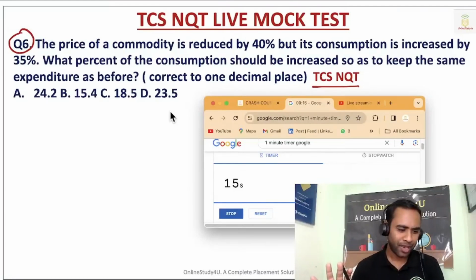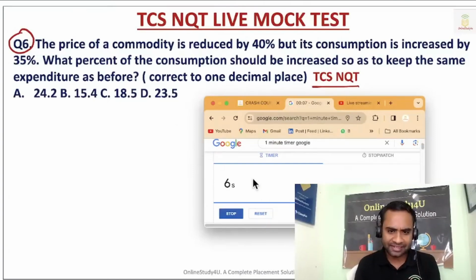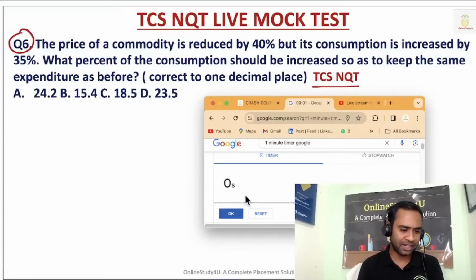Thanks, Ram Shekhar. We will do multiple live sessions, so no need to worry now. You have another 8 seconds. Come on. C, D. So Sarmila is telling C, Sonu is telling D.